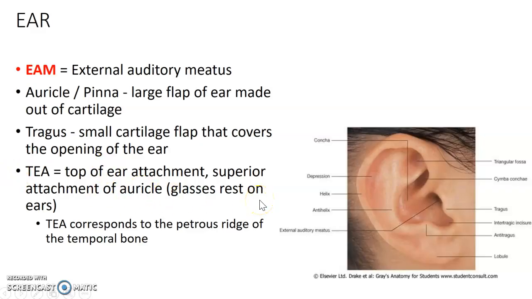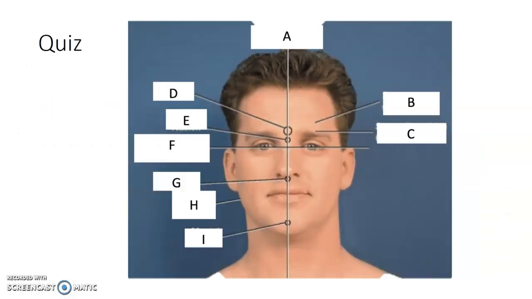That's where you put your glasses or goggles on for work, they rest on the ears, right? TEA corresponds to the petrous ridge of the temporal bone. That's something just to keep in your pocket. Sometimes that's a test question, okay?